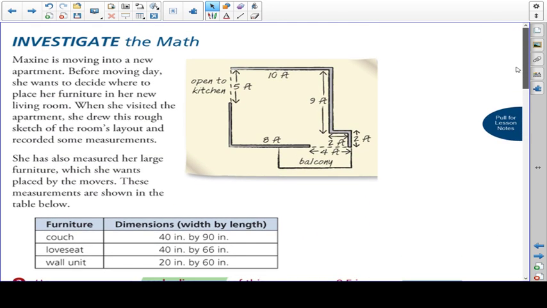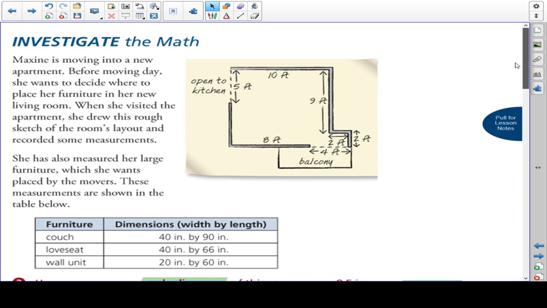Okay, here's the thing. We're going to draw this out on a blank piece of paper, and I'll get you that in a minute. But let's just look at the situation here. Maxine is moving into a new apartment. Before moving day, she wants to decide where to place her furniture in her new living room. When she visited the apartment, she drew this rough sketch of the room's layout and recorded some measurements.